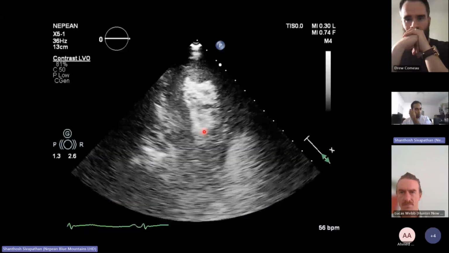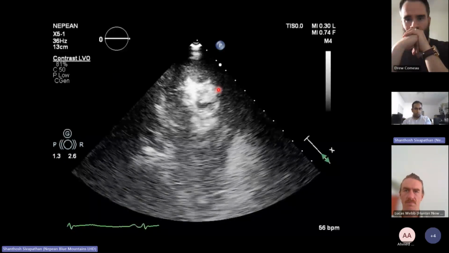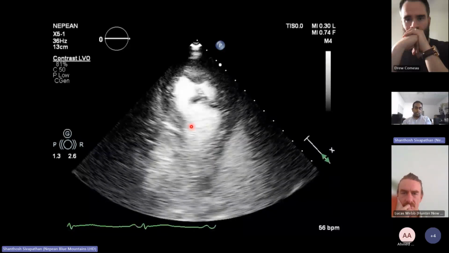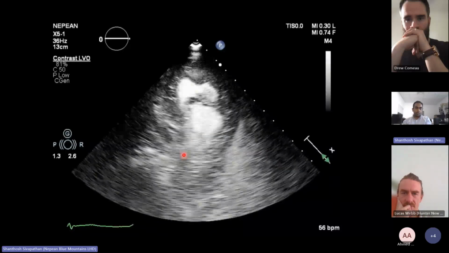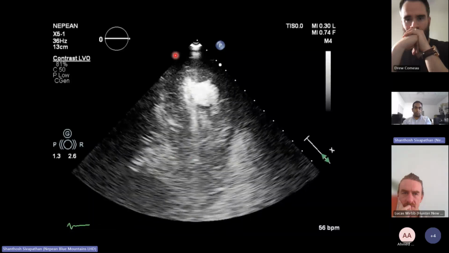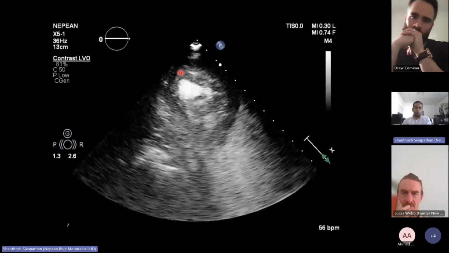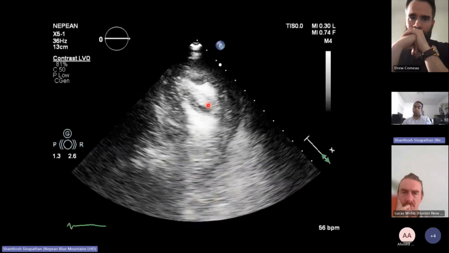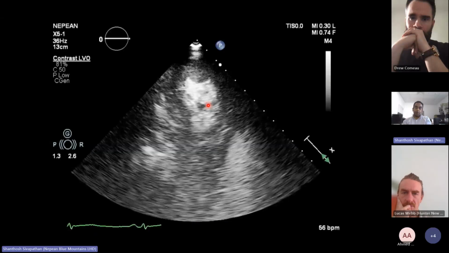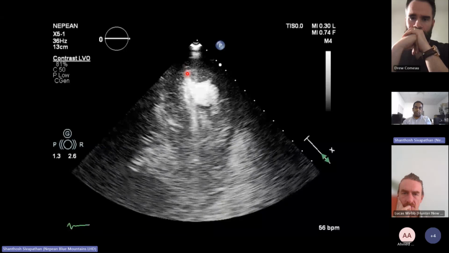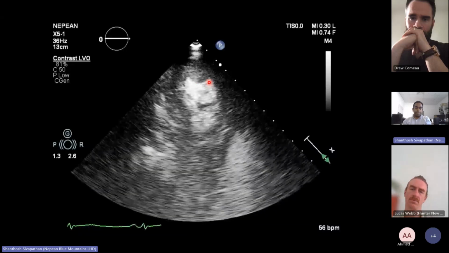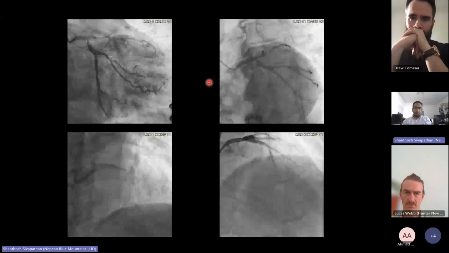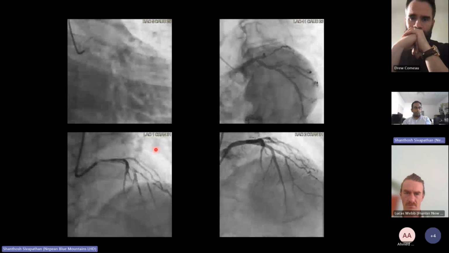This is just thrombus, contrast swirling around. In a normal contrast echo, which I'm sure Sam will have a session on, you'll see a good opacification of the LV endocardial borders. Here it's kind of just sticking out there like a blob, and that's your thrombus there.